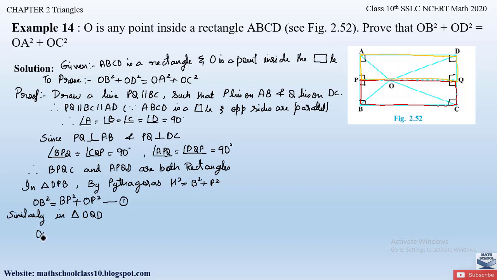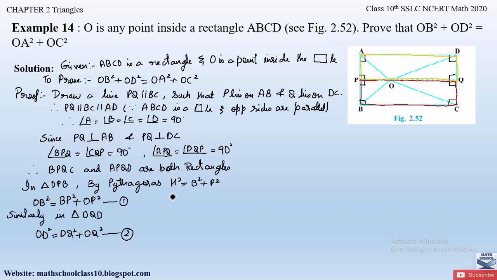So we have OD square is equal to the base DQ square plus the perpendicular OQ square. So write down, let us take this as equation 2. Now again let us take the triangle formed by the side OA. The triangle formed by the side OA is OPA. Right? Similarly apply the Pythagoras theorem.